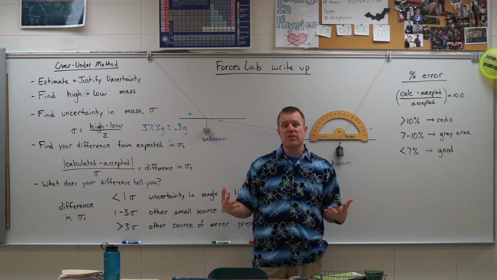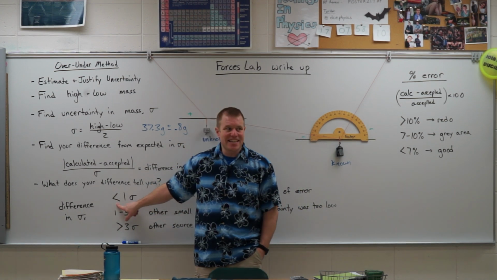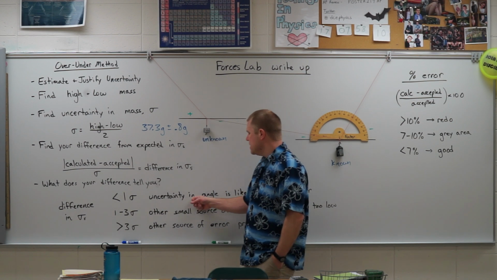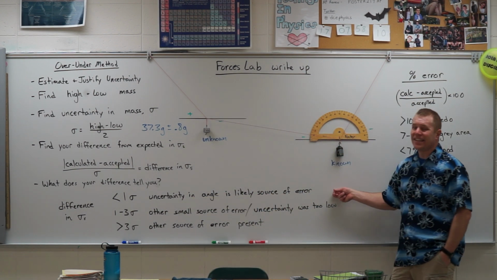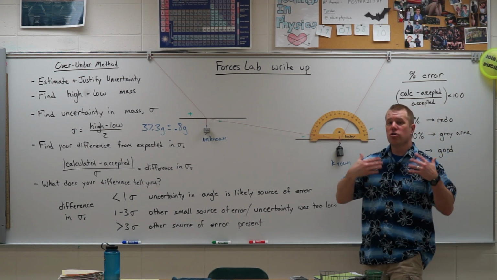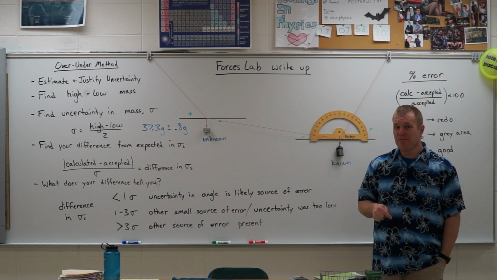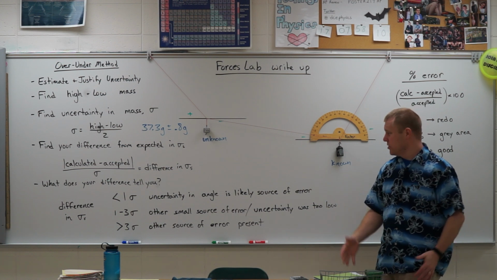Now, what does this mean for us? What does this help us do? Well, if your difference in sigmas is less than 1 sigma, that means the uncertainty in your angle is the likely source of your error. Okay? That means you did a good job completing the lab. The uncertainty is the reason you have error. And that's what you want to write down in your conclusion.